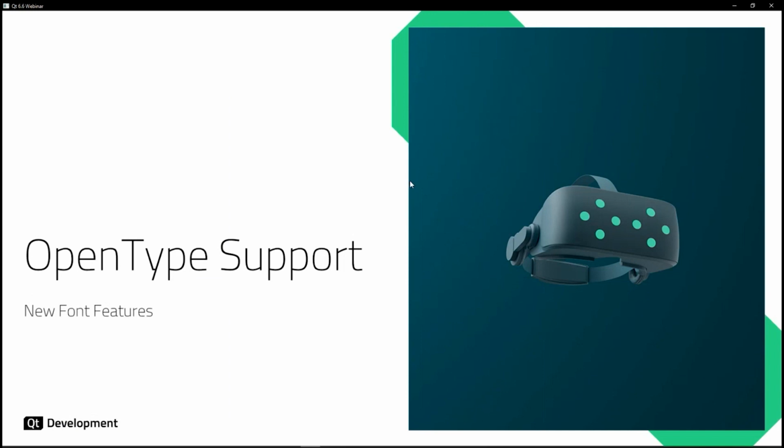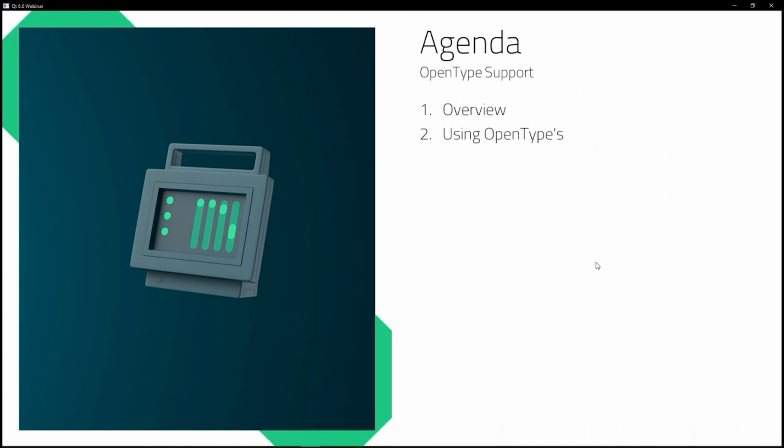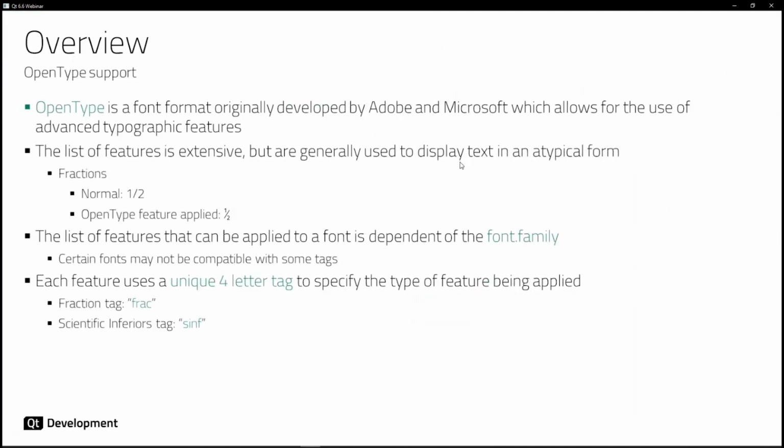The next feature is OpenType support, which will handle some new font features. A short agenda for this topic is here. And so OpenType is a font format originally developed by Adobe and Microsoft, which will allow us to use some advanced typographic features. The list of features is very extensive, but generally this is going to be used to display text in an atypical form, such as fractions, for example. A normal fraction would be displayed as a 1, then a slash, and a 2, whereas if we're using OpenType, we can see this in a more familiar format with a smaller 1/2.